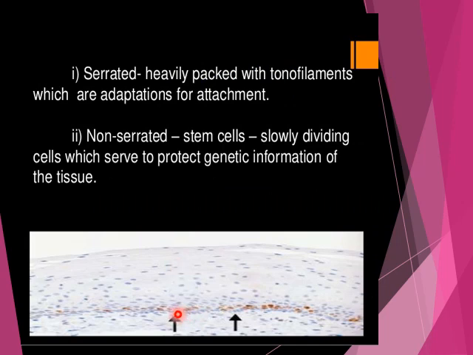Also, these cells include two types of cells, either serrated or non-serrated cells. Serrated cells are heavily packed with tonofilaments, which is an adaptation for attachment. And non-serrated or stem cells are slowly dividing cells, which serve to protect the genetic information of the tissue. So in the basal cell layer we have two populations of cells: serrated cells, which are heavily packed to each other by desmosomes, and non-serrated cells, which have mitotic division and are called stem cells.